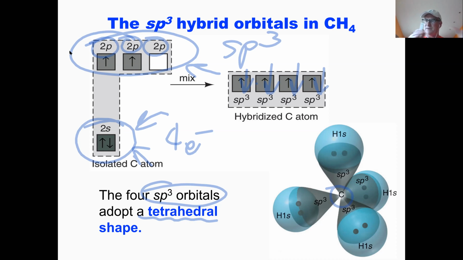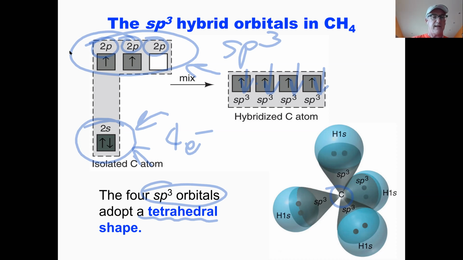So basically, all we're doing is figuring out how many places we need to put electrons. That's how many orbitals we're going to need. And then we mix s and p, and as you'll see, d. We just take as many orbitals as we need to put those electrons in and make them all the same energy. Okay? So far we can mix 2, we can mix 3, now we can mix 4.